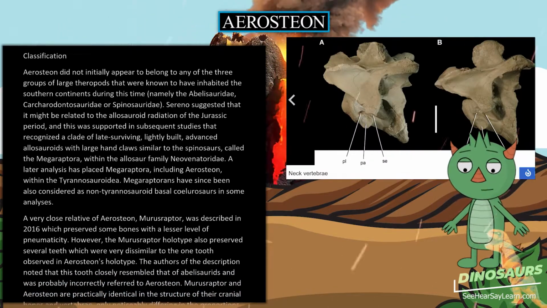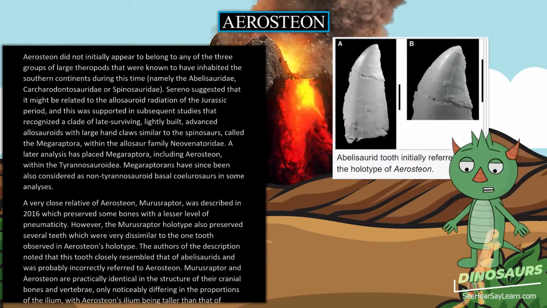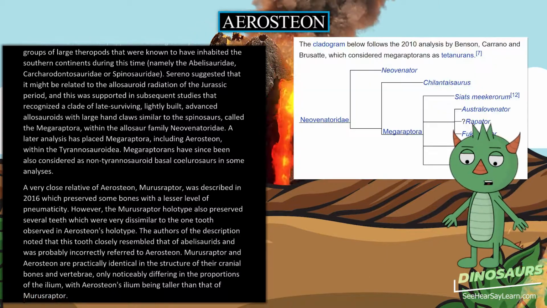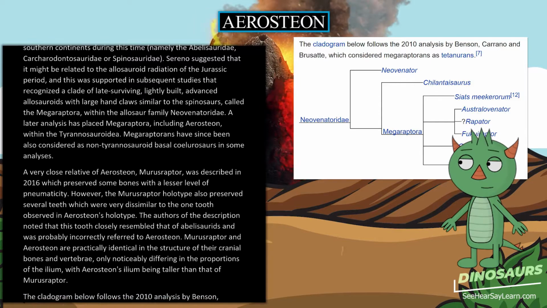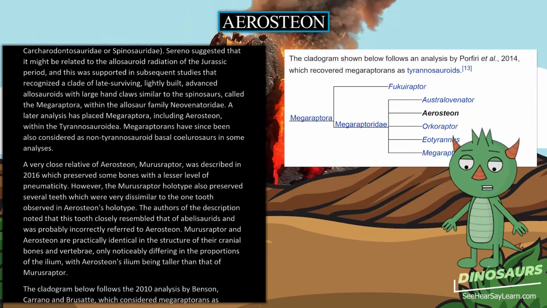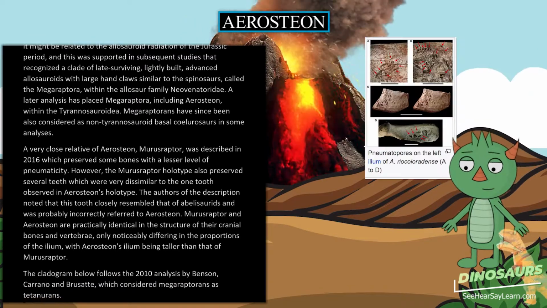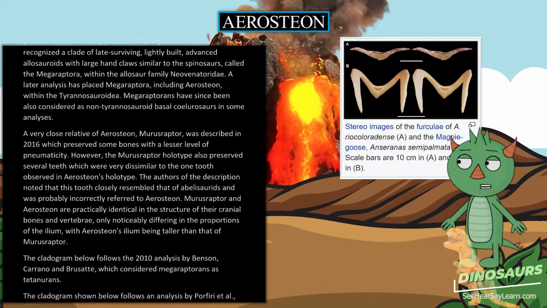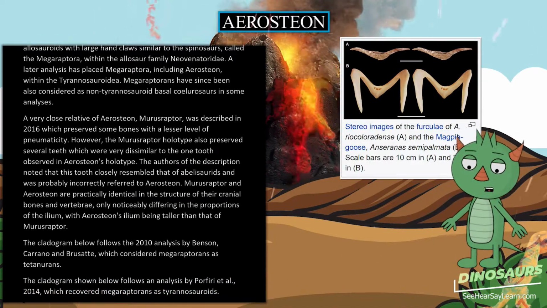Serrano suggested that it might be related to the Allosauroid radiation of the Jurassic period, and this was supported in subsequent studies that recognized a clade of late surviving, lightly built, advanced Allosauroids with large hand claws similar to the Spinosaurs, called the Megaraptora, within the Allosaur family Neovenatoridae. A later analysis has placed Megaraptora, including Aerosteon, within the Tyrannosauroidea. Megaraptorans have since been also considered as non-Tyrannosauroid basal coelurosaurs in some analyses.